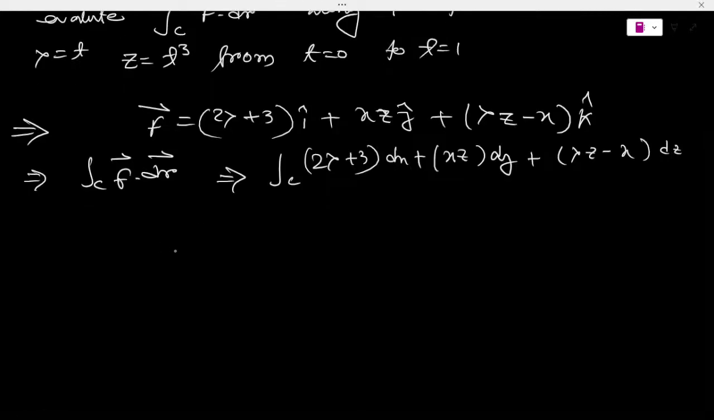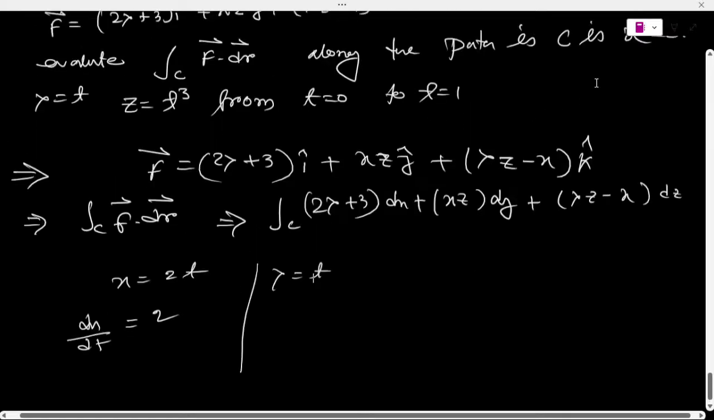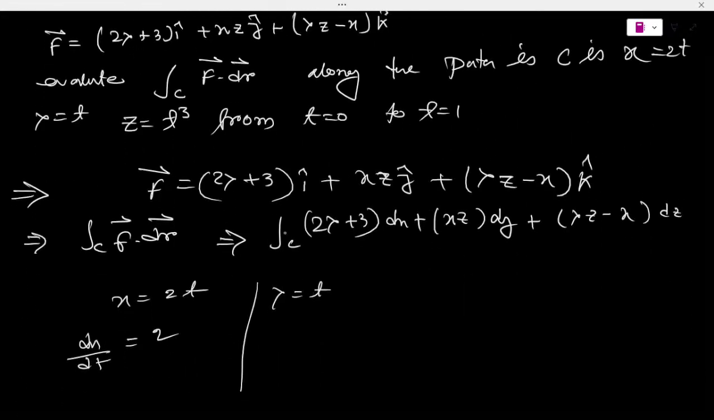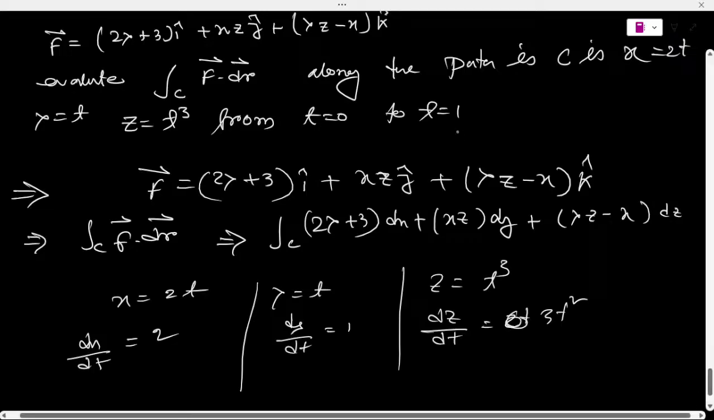Since it is given that x is equal to 2t, del x by del t is equal to 2. Okay, and when y is equal to t, del y by del t is equal to 1, and when z is equal to t to the power 3, it represents del z by del t is equal to 3t square. It represented that.